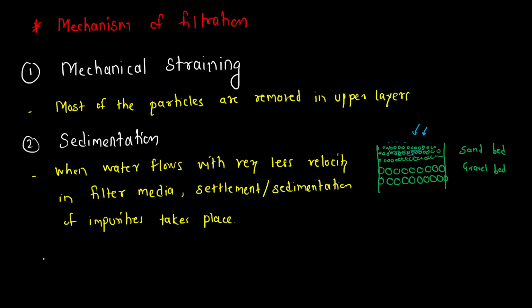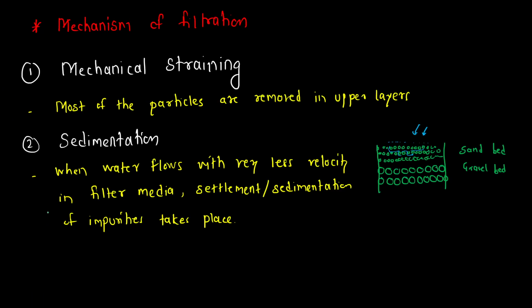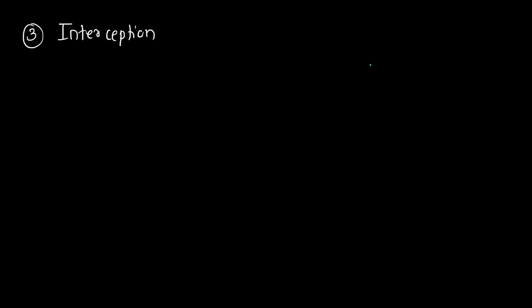Okay. Now, after the sedimentation, the next process that we have to see is called interception. So if we just draw the particles of this filter media, let's say I'm taking these two particles and I'm drawing them here in bigger size. This is particle number 1, this is particle number 2, and the water is flowing in between them.